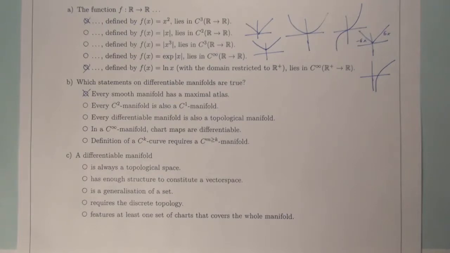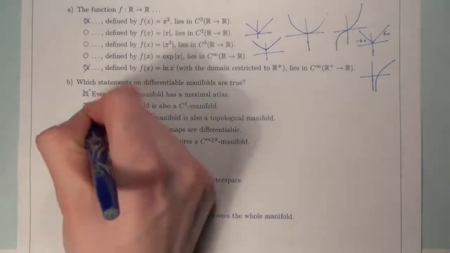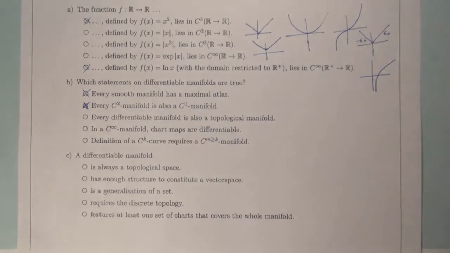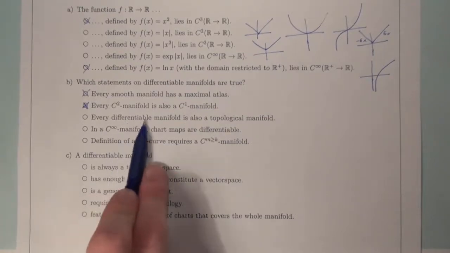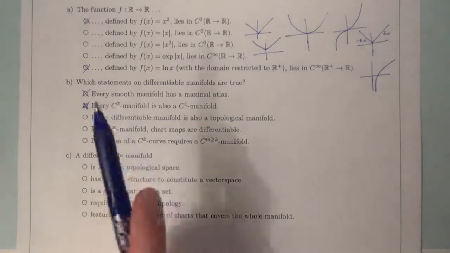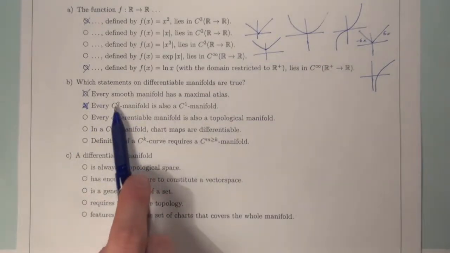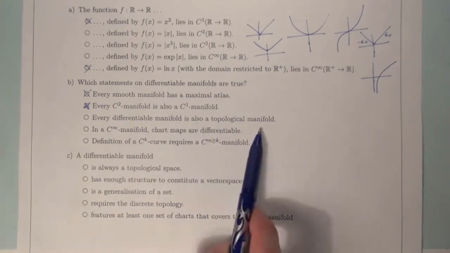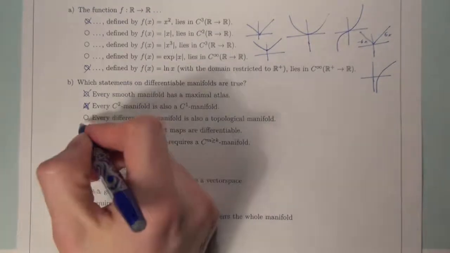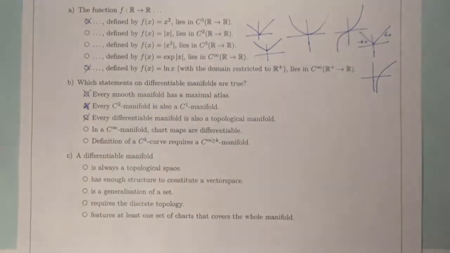Every C2 manifold is also a C1 manifold. That's true, because every function that's C2 is also C1. Every differentiable manifold is also a topological manifold. Of course, because differentiable means the manifold is Ck, let's say, k greater or equal than 1, and topological means that it's C0, and that's true.